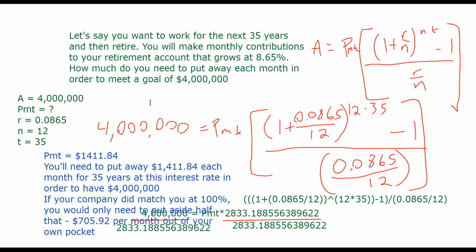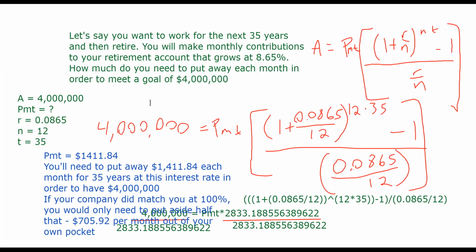How much interest would you have earned if you had taken 1411.84 and just put it onto your mattress? If you had not invested it, not done anything with it, you know how much interest you'll earn? Nothing. You will get nothing. If you put 1411.84 away, you'll get nothing in interest.